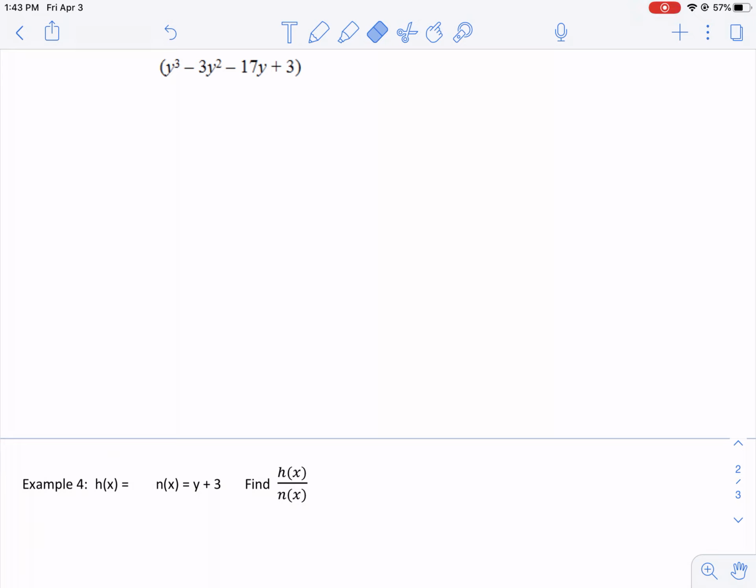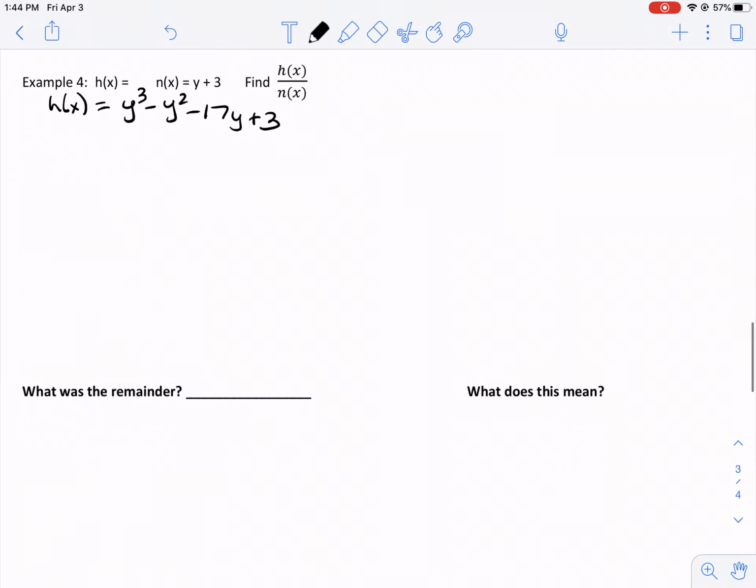So this y thing here is the h of x for example number 4. So h of x is equal to y cubed minus y squared minus 17y plus 3. All right, now things are starting to make sense. So for example 4, they're giving you h of x. And then they give you another function called n of x. And they're asking you to find h of x over n of x. And this symbol right here, the fraction bar, really means divide. So this is now 3 examples and 3 different ways to ask you to do the same thing.